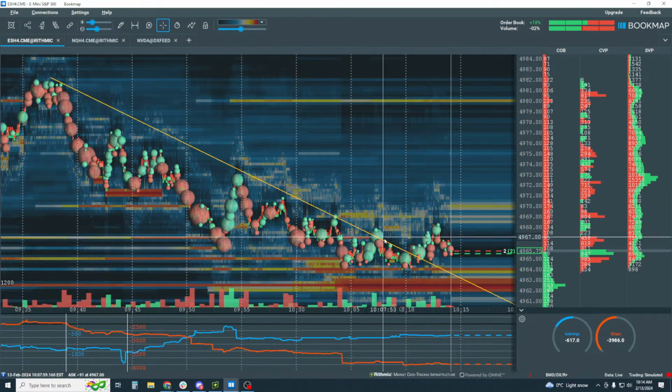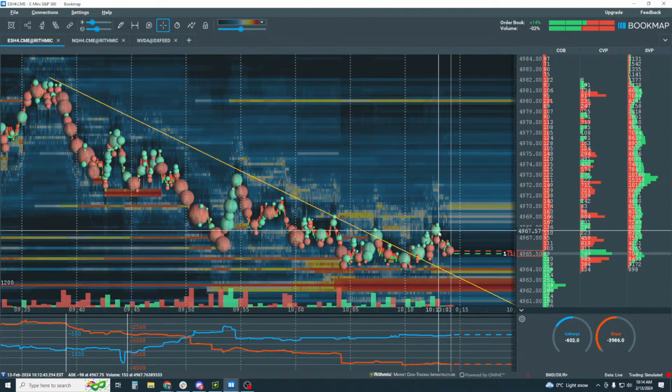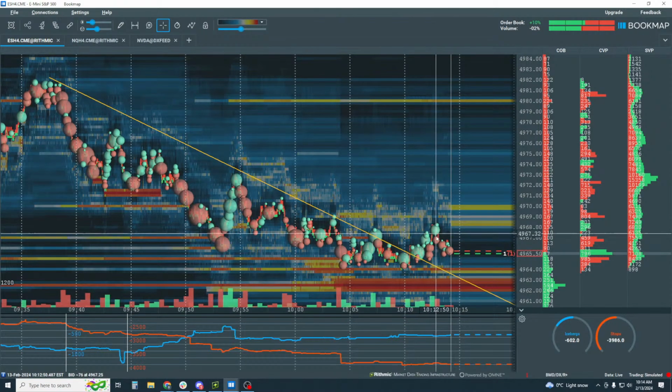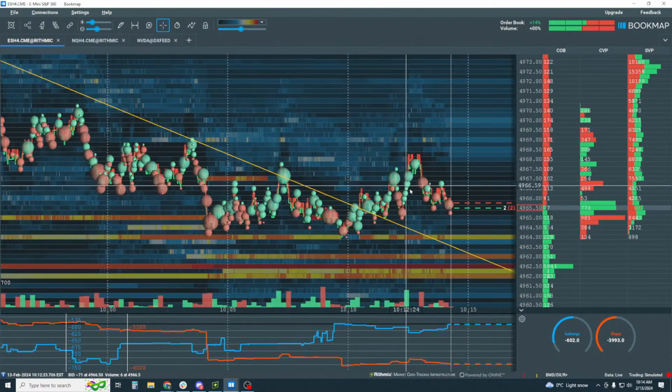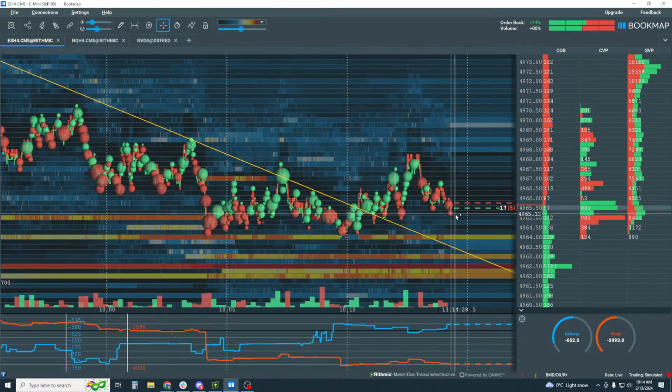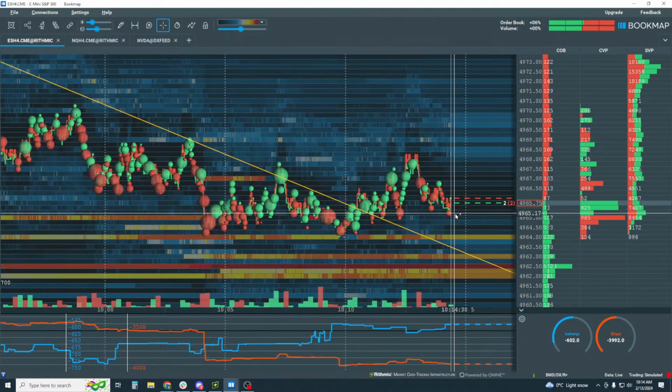Okay, we've broken this trend structure. We tested here. We broke it, but it traded back into the range here. So let's see if we get our sellers one more time in here. Okay, right here at 65.